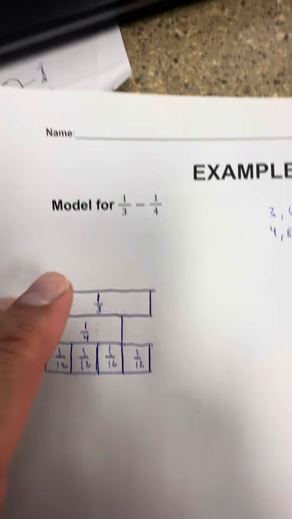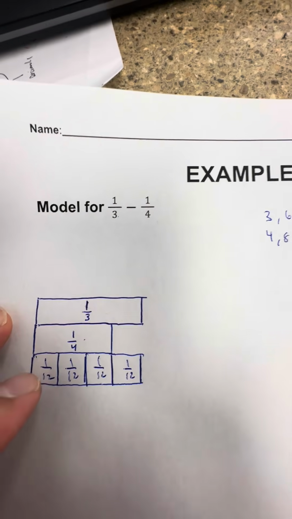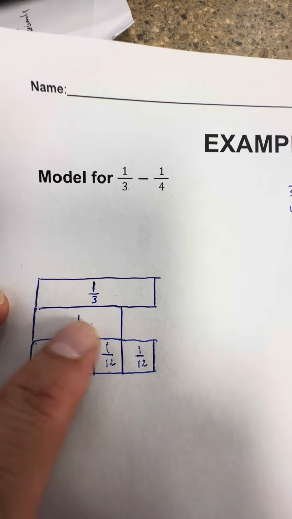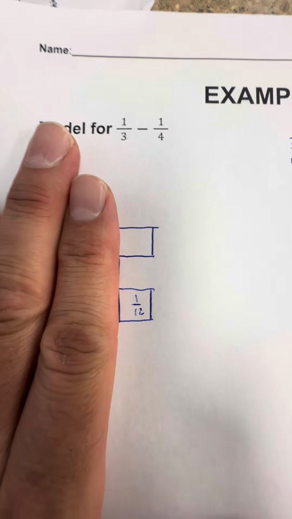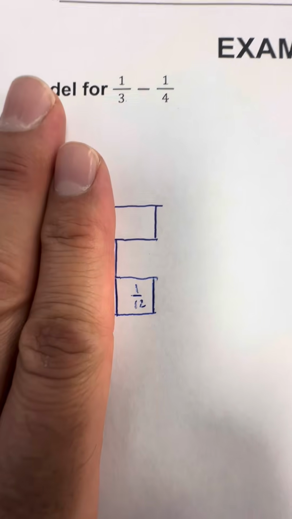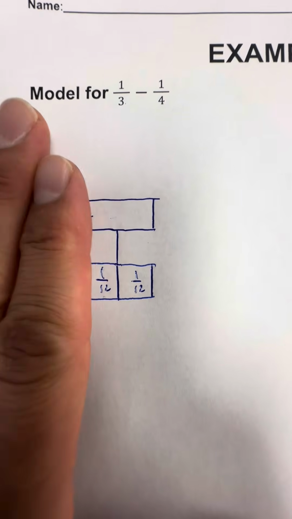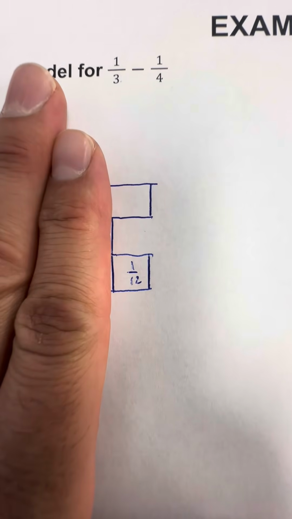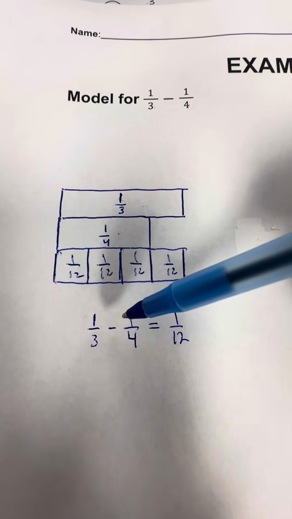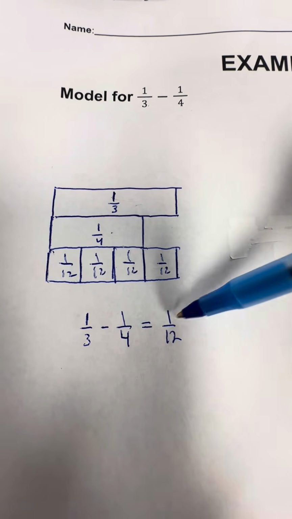Now to do the problem, 1/3 minus 1/4, we're going to take the 1/3. We want to take away this piece. If I were to just cover it, you can see here the leftover piece at the bottom is 1/12. So 1/3 take away 1/4 is 1/12. See, I wrote it down here at the bottom. 1/3 take away 1/4 equals 1/12.